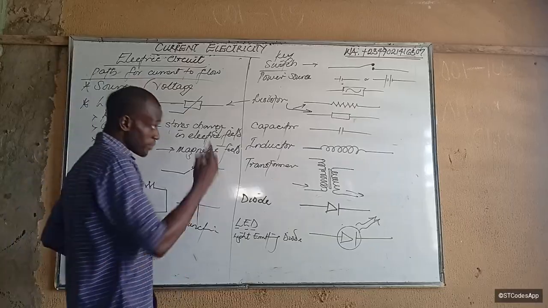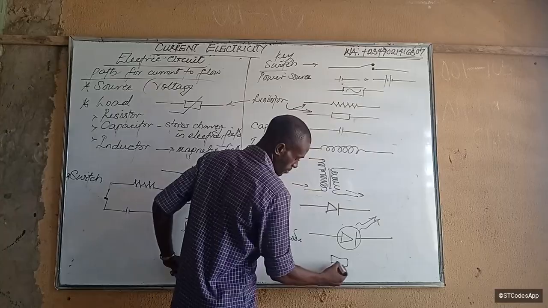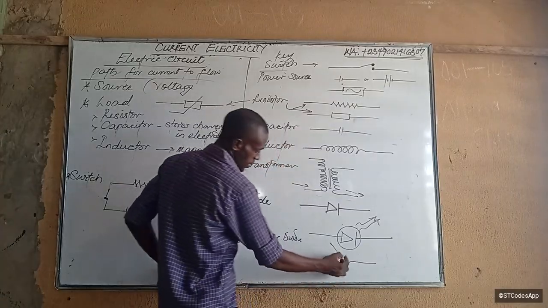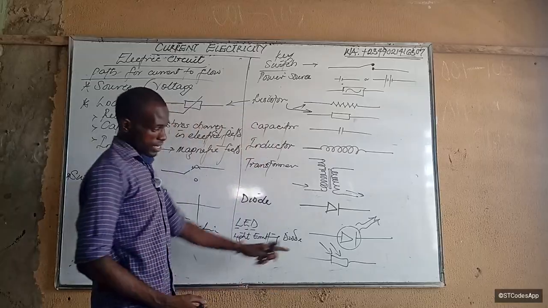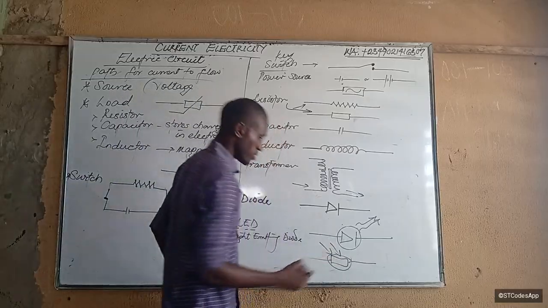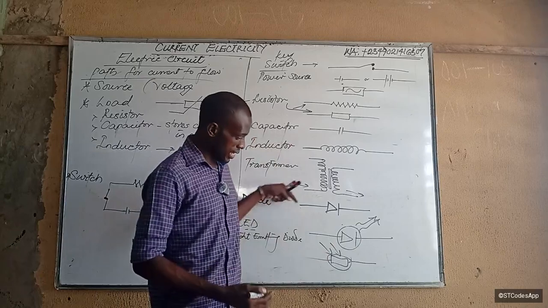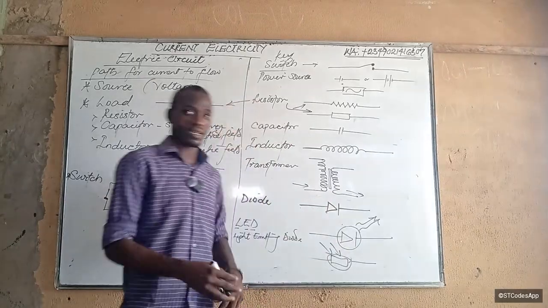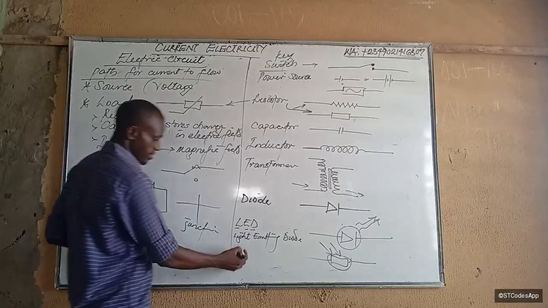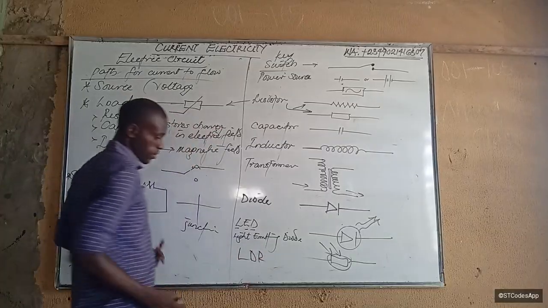There's also the light dependent resistor. Okay, that's what it looks like. I think this is in cycle, yes. So this one shows that light is incident on it. That's the meaning of LDR, light dependent resistor.